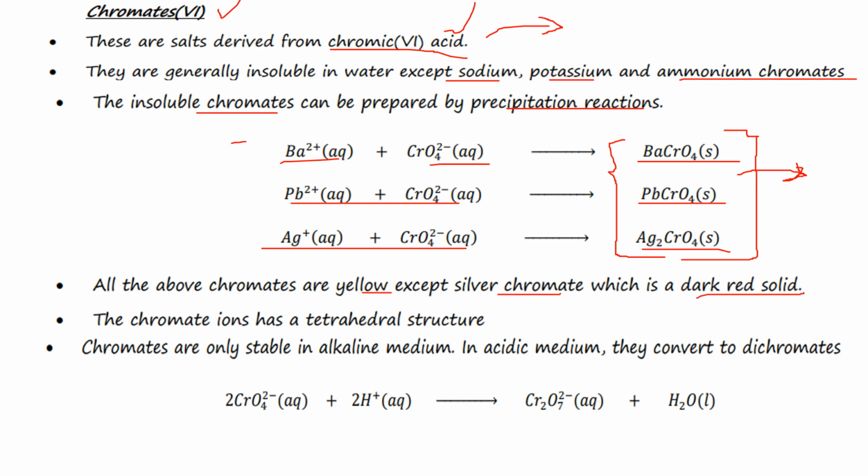So in the majority of the observations that we get in the laboratory, when you use any reagent containing the chromate ions and you are confirming barium or lead, we have to get yellow solids, because it's a very common reagent in the laboratory. The chromate ion has a tetrahedral structure.